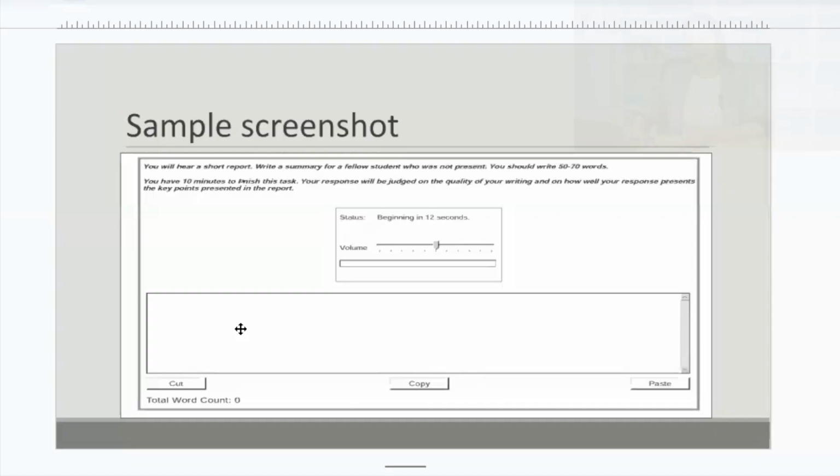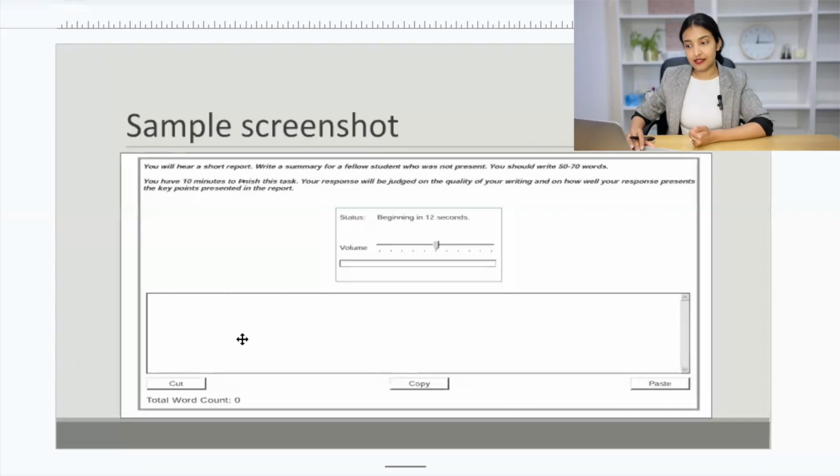Okay, now further details about summarize spoken text. The question is going to look like this. You will have an audio clip and there will be a box at the bottom for you to type the answer, and you will have cut, copy, paste options on the screen, which I feel are not very helpful here. You don't get an option to copy paste from any other pages or even from the question. You can copy paste phrases which you have already written inside the box. That's what the copy paste buttons are for. You can also see the total word count at the bottom of the box. And you have a rule here: you're supposed to write your answer within a certain number of words.